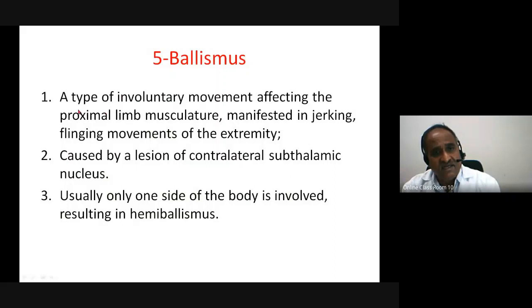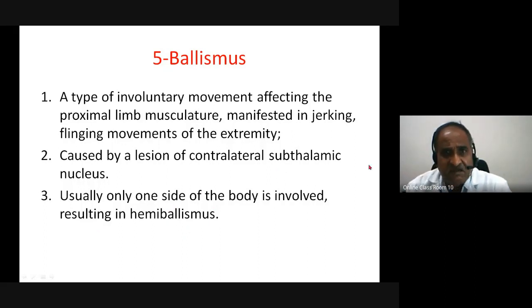It's the involuntary movement. You must have seen persons sometimes going in the street and suddenly they throw away the limbs up, something like that. In hemiballismus only one half of the body is affected, and continuously the jerking and flinging motions are happening in the extremities. This is because of the involvement of the subthalamic nucleus of the opposite side, and usually one side of the body is involved, that is a hemiballismus.